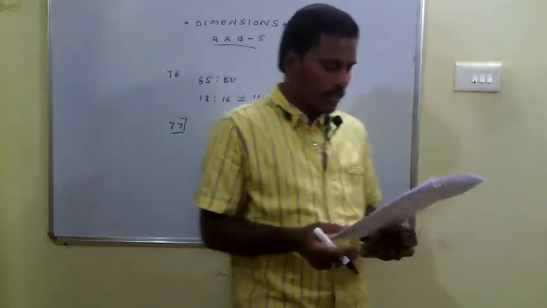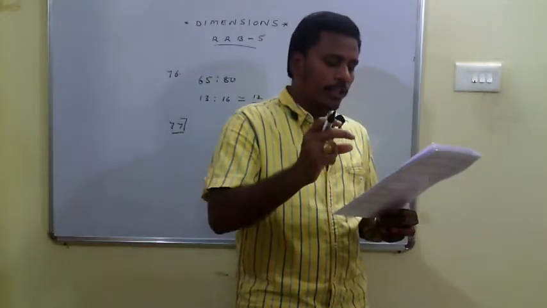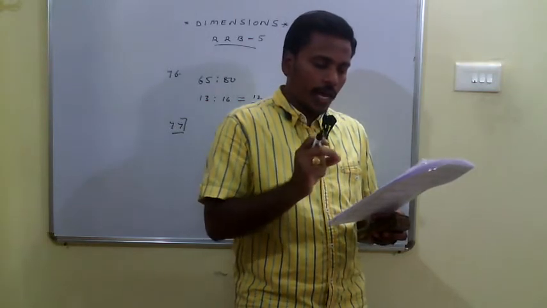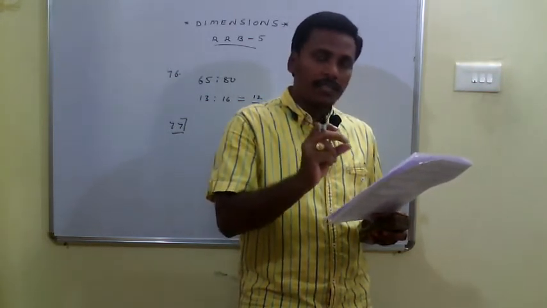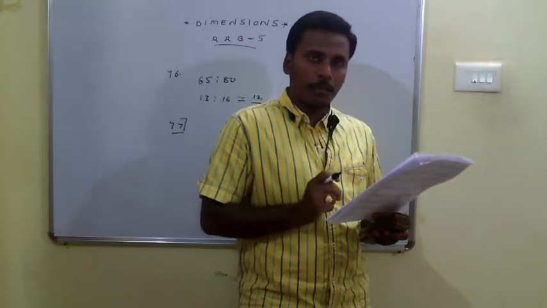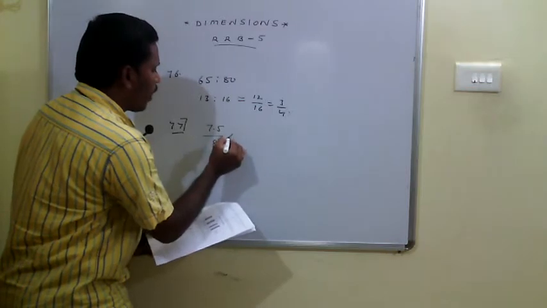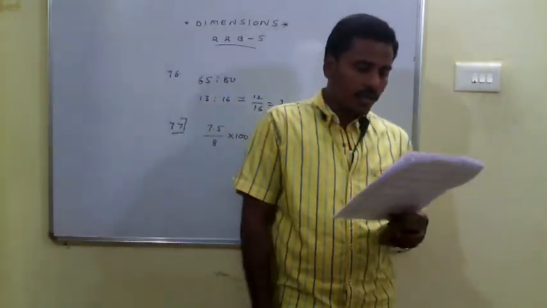Then 77th one. In 2015-16, what is the percentage of expenditure over the income? In 15-16, income is 8, whereas the expenditure is 7.5. We need to calculate expenditure over the income. 7.5 by 8 into 100 we need to calculate. Okay. And the next one is 78th problem.